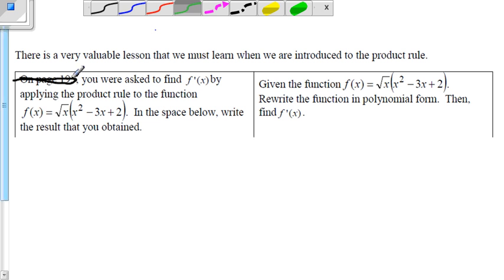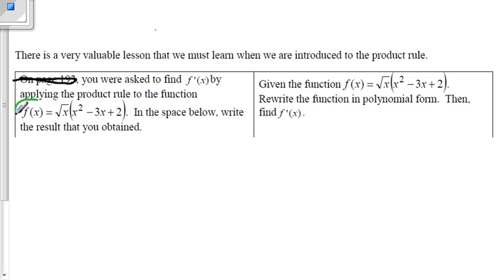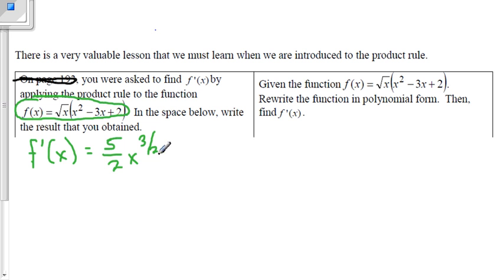So what they're saying is, on the previous page you were asked to find f prime of x. Actually, I think it was g of x. So we found g prime of x, applying the product rule to this function. We changed it to x to the 1/2, and we found the derivative to be, and I think I wrote it another way also, 5/2 x to 3/2 minus 9/2 x to the 1/2 plus 1 over x to the 1/2.